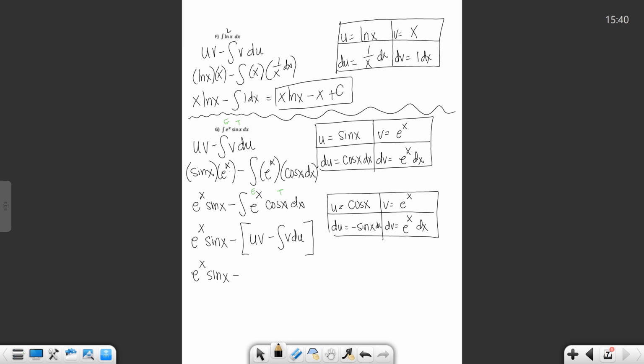Minus, alright, I'm going to go ahead and distribute it. That would be uv, so that's e to the x cosine x. Alright, and if I distribute, I get plus. Okay, be careful. So distributing it gets me a positive, but when I multiply it, that v du, then that's e to the x times that negative sine x. So what I'm going to do is pull that negative on the front.